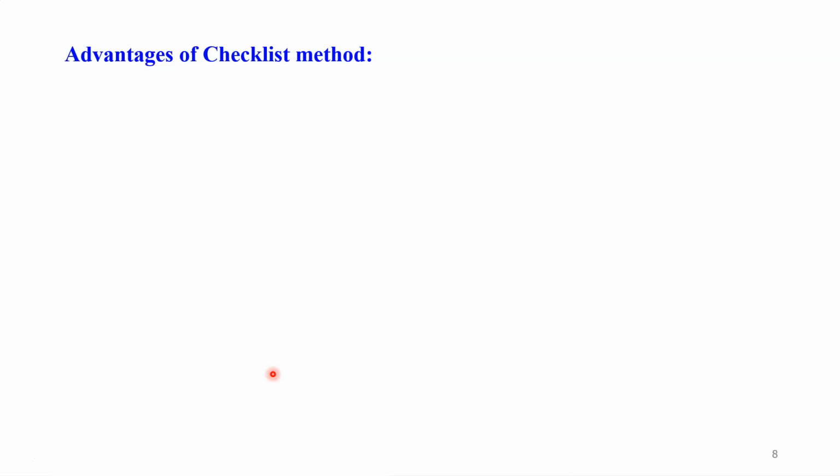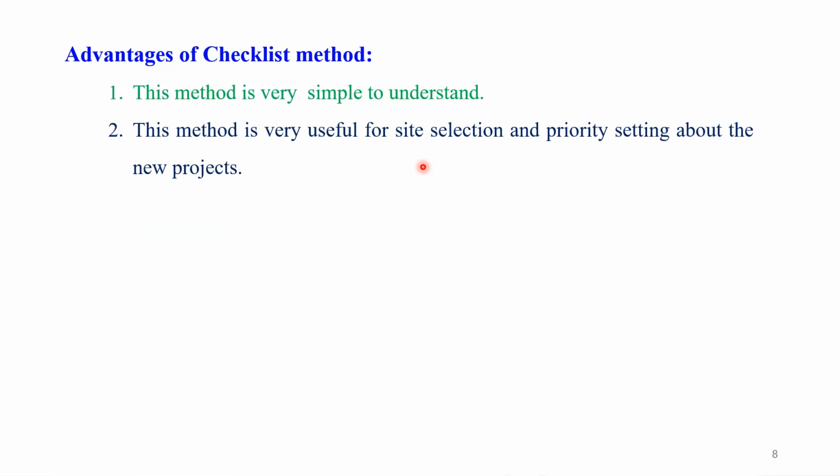First, let us discuss the advantages of the checklist. First, this method is very simple to understand, so common people, the local people, can easily understand. They can easily read it out, and they can understand what the impact of this project will be on the local condition and on the environment. Second, this method is very useful for site selection and priority setting for a new project. See, this is very important.